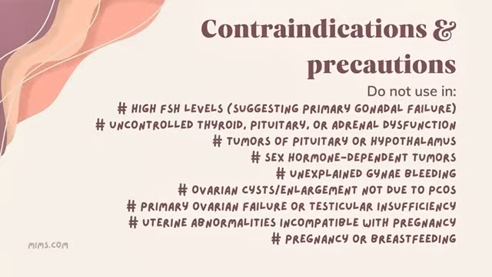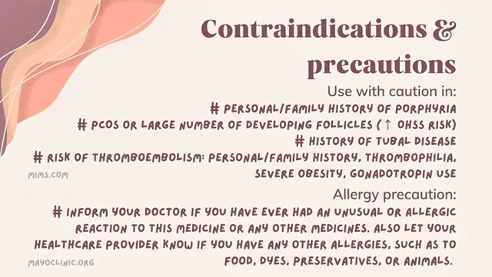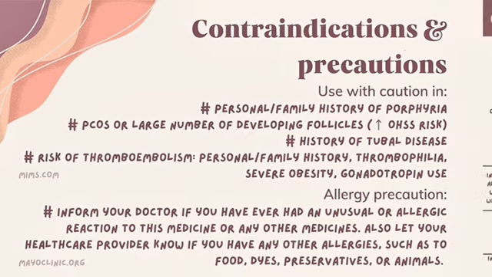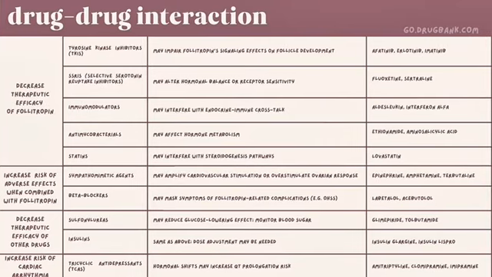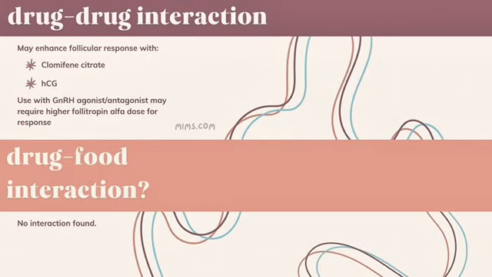Do not use if pregnant, breastfeeding, or if there are certain hormone problems, tumor, or unexplained bleeding. Use with caution if there is a history of blood clots, tubal disease, or porphyria. Always mention any allergies. Some medicines reduce Follitropin's effect or increase side effects. Tell your doctor about all medications and supplements.